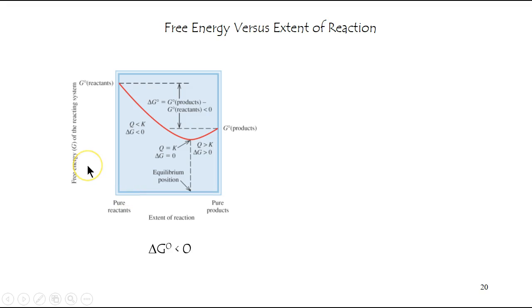Here are a couple graphs where we look briefly at the free energy change in a chemical reaction versus its extent. If we have a situation where the free energy is negative, it's a spontaneous process, the overall change in delta G will clearly be negative, and we're going to look at the extent of the reaction.